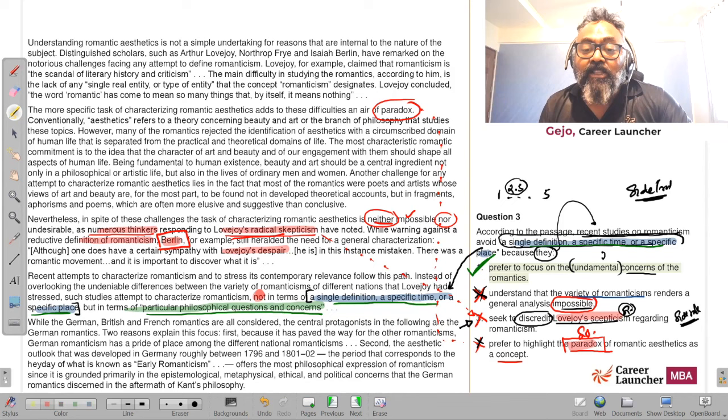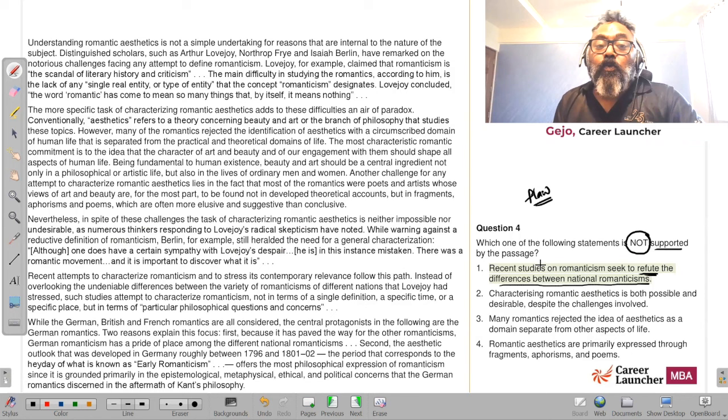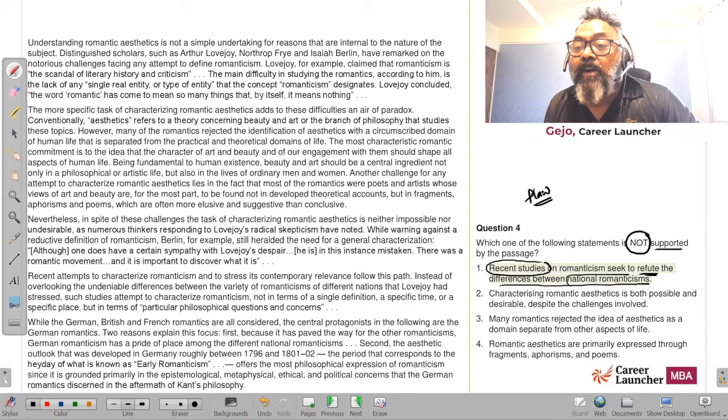Okay, let's look at question number 4. Which of the following statements is not supported by the passage? So we ought to identify the flaw. 'Recent studies on romanticism seek to refute the differences between national romanticism.' So what are the recent studies trying to do? They are refuting the difference between national romanticisms. They are saying that between romanticism number 1 and romanticism number 2, the differences do not exist.